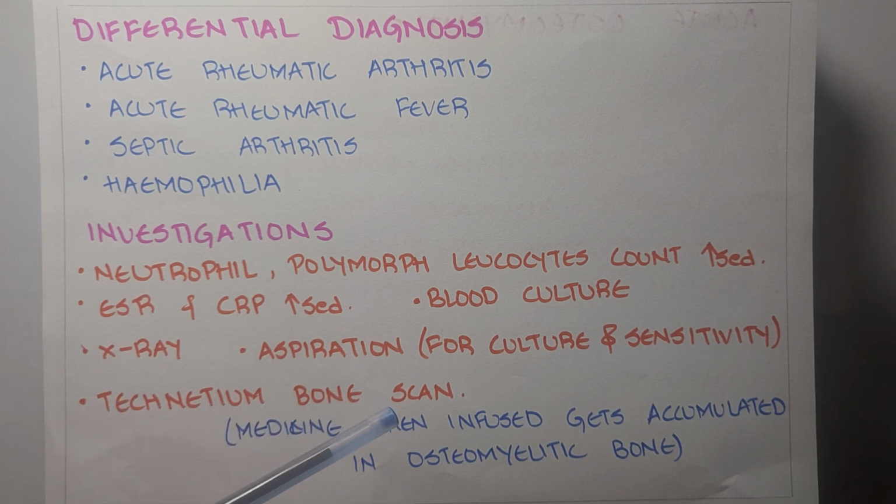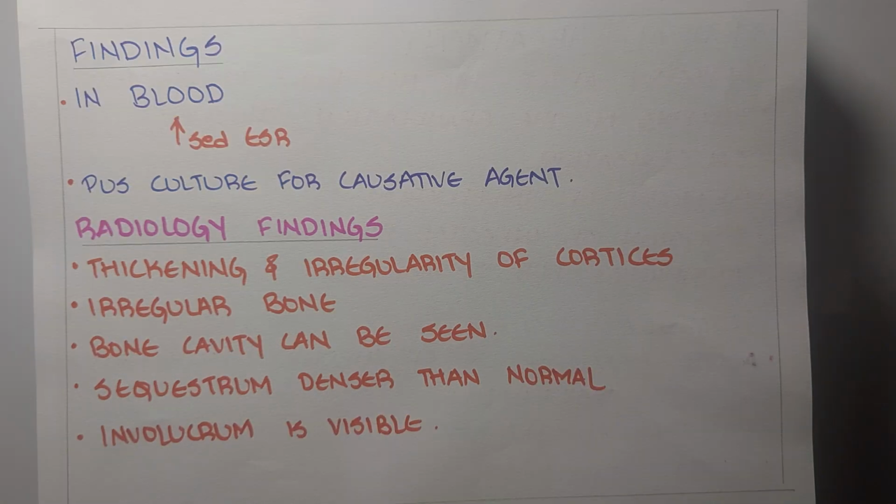Now, what happens in this kind of bone scan is, when the medicine is infused, it gets accumulated in the osteomyelitic bone. Findings in the blood of chronic osteomyelitis: the ESR will be raised, the pus has to be sent for culture to find out the causative agent. The radiological findings, we can find thickening and irregularity of the cortices of the bone. There will be irregular bone for obvious reasons. Bone cavity can be seen. Sequestrum is denser than normal, and involucrum, which are the new bony pieces, is visible.